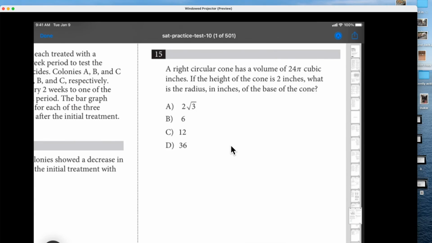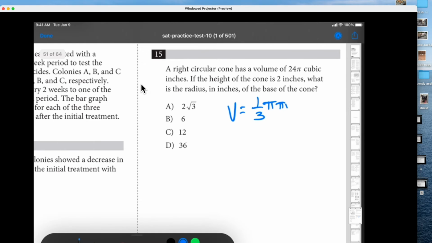Next one. Okay, we are now on problem 15. A right circular cone has a volume of 24 pi cubic inches. If the height of the cone is 2 inches, what is the radius in inches of the base of the cone? So the first thing you want to be careful about here, folks, is units. Okay, so it looks like height and radius are both in inches, and we're in cubic inches. The volume of a right circular cone is going to be 1/3 pi r squared h.